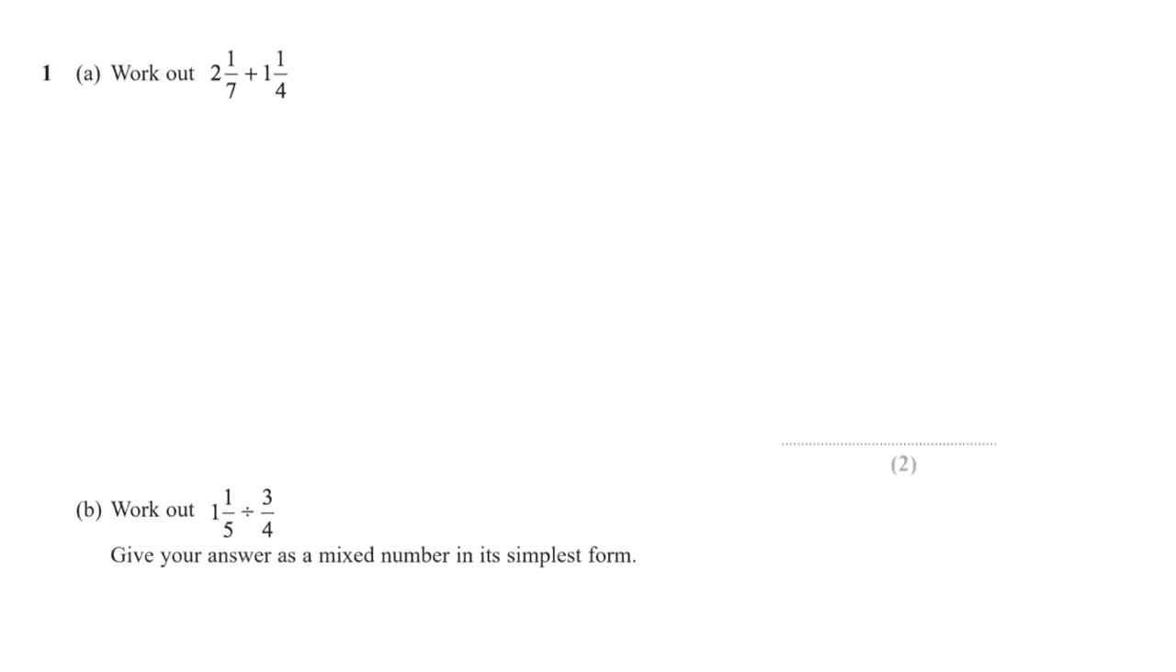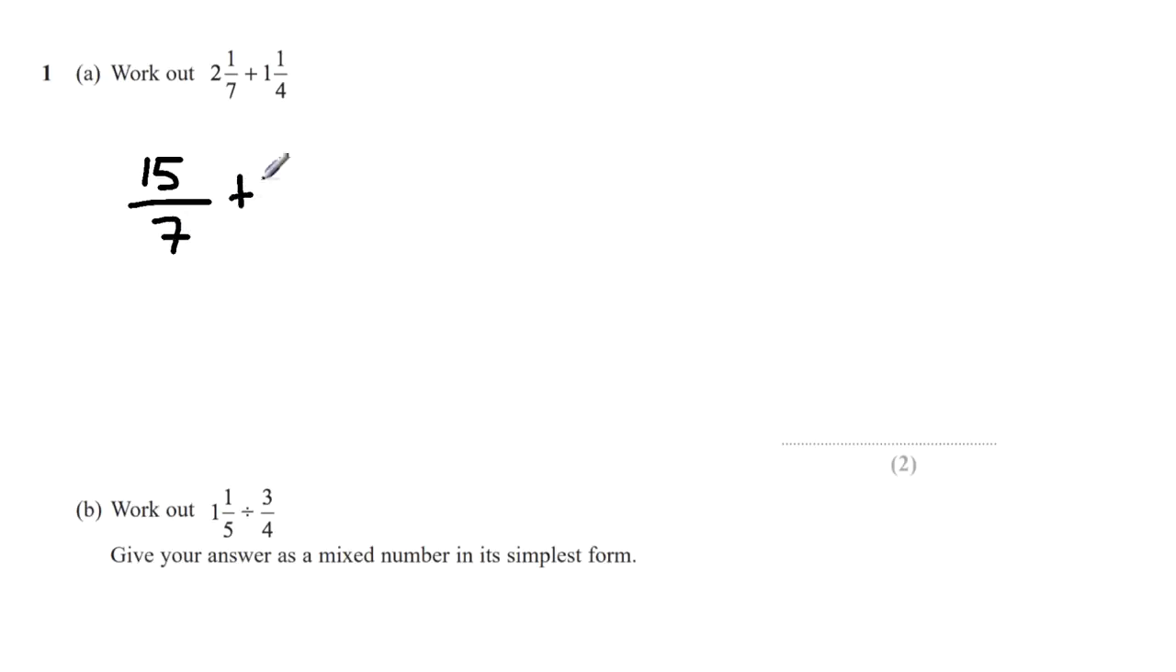Work out 2 1/7 plus 1 1/4. The first thing I like to do when I encounter a question like this is to convert the mixed numbers into improper fractions. The way we can do that is by multiplying the denominator, for example 7, by 2 and then adding the numerator. So 7 times 2 is 14 plus the 1 is 15. So we should have 15 as the numerator and 7 as the denominator.